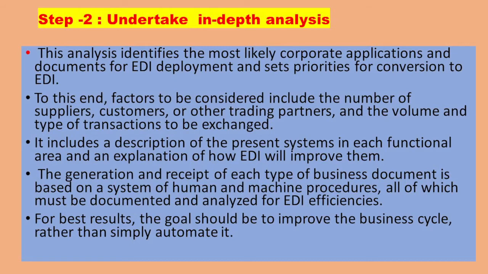Here, to understand what documents we can generate and we have to receive, and what their types are, and up to what level they involve human intervention or are prepared by a human being, and at what level onwards the machine procedures will continue. That should be coordinated in depth. It has to be explained to the IT coordinator, and the goal should be to improve the business cycle rather than simply automate it. Okay.